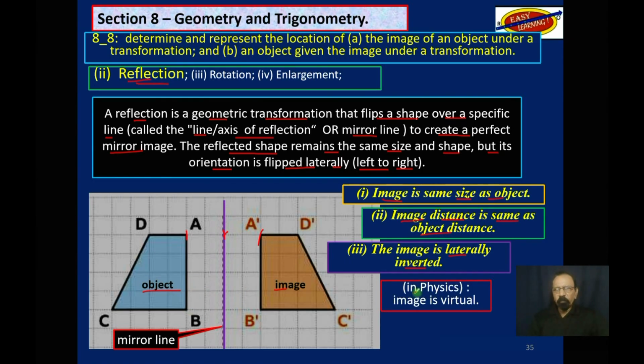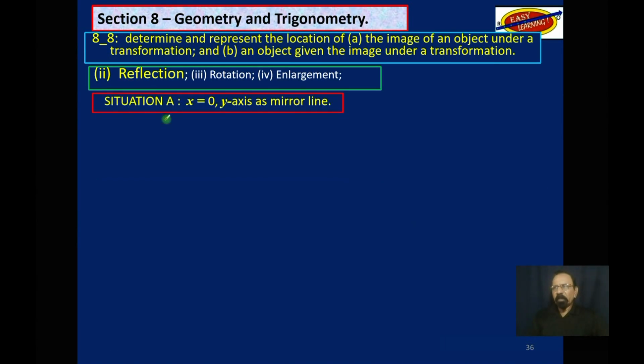Now, if you are doing physics, you don't need this for math, but if you are doing physics, you also need to know that the image is virtual. It is not caused by actual light rays. Now, there are a number of situations we have to look at.